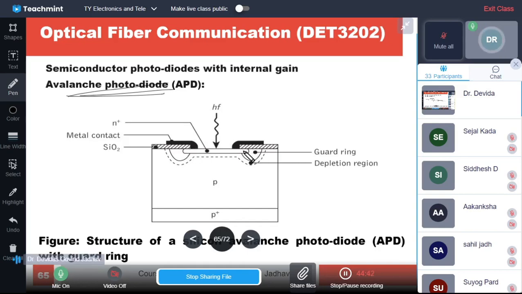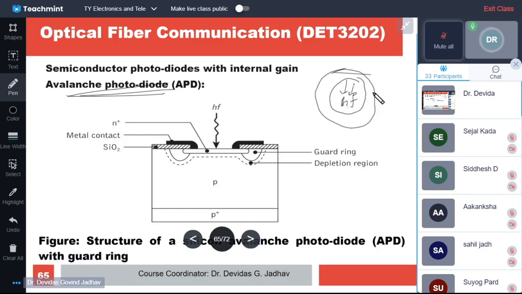So this is the metal contact. A metal contact ring is there actually. If you observe the top view, this metal contact ring will be there, and this is a continuous ring. The disc will be there, and this is the area where the photons are incident, hf. So this is the side view.